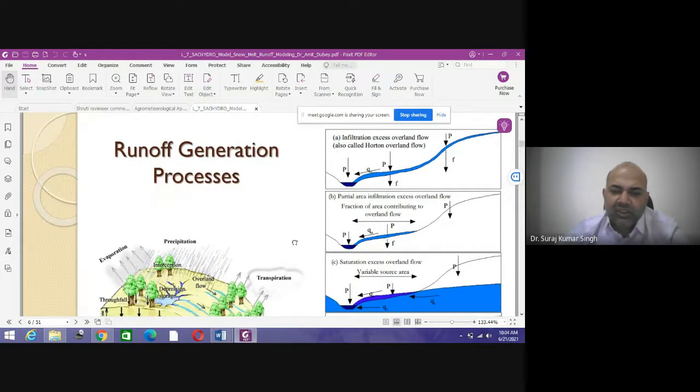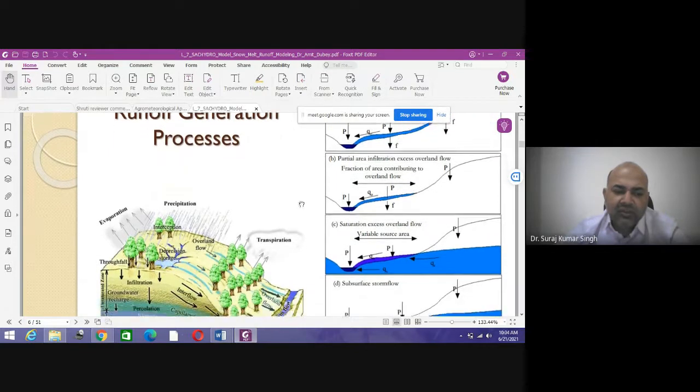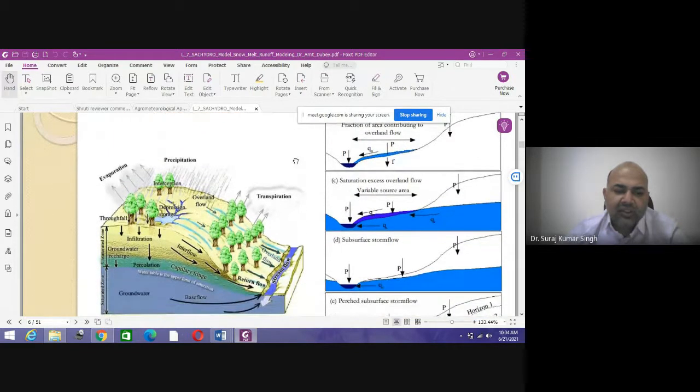Then the runoff generation processes that we have seen, how the runoff is generated, and what the various operations are that are being performed on the earth surface, like infiltration. What do you mean by infiltration? Then percolation, what is the unsaturated zone? Then what is the saturated zone? What do you mean by water table? What do you mean by base flow? What do you mean by overland flow? What do you mean by precipitation, transpiration?